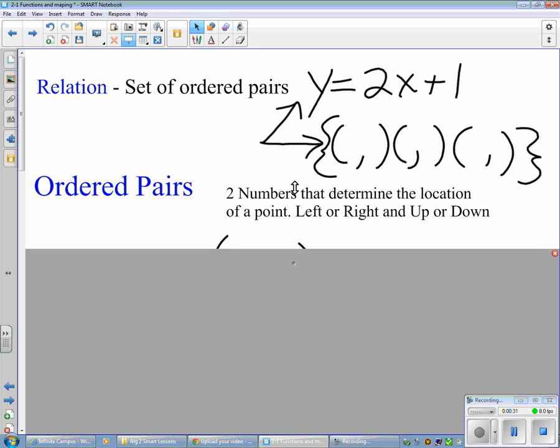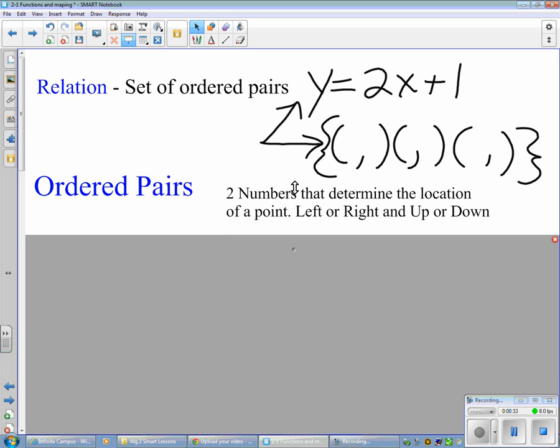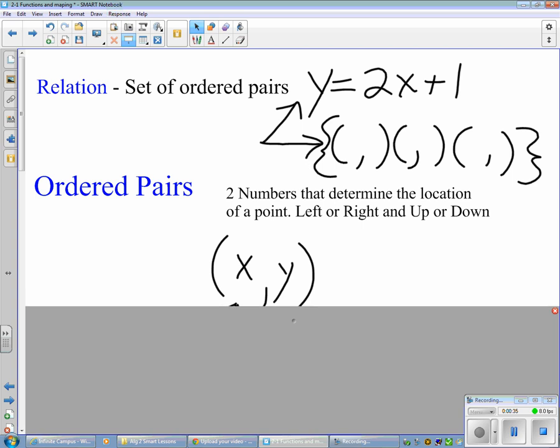Now, ordered pairs, as you remember, are the two numbers that determine the location of a point, left or right and up and down. Most commonly they look like parentheses x comma y, x comma y.